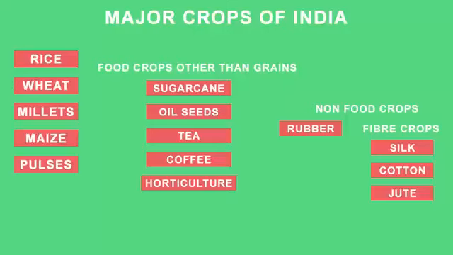A variety of food is grown in different parts of the country, and basically it depends on the variation of soil, climate and cultivation practices. Now some of the major crops in India are rice, wheat, millets, pulses, tea, coffee, sugarcane, oilseeds, cotton and jute. So let's read about each one of these crops and get to know more in depth.